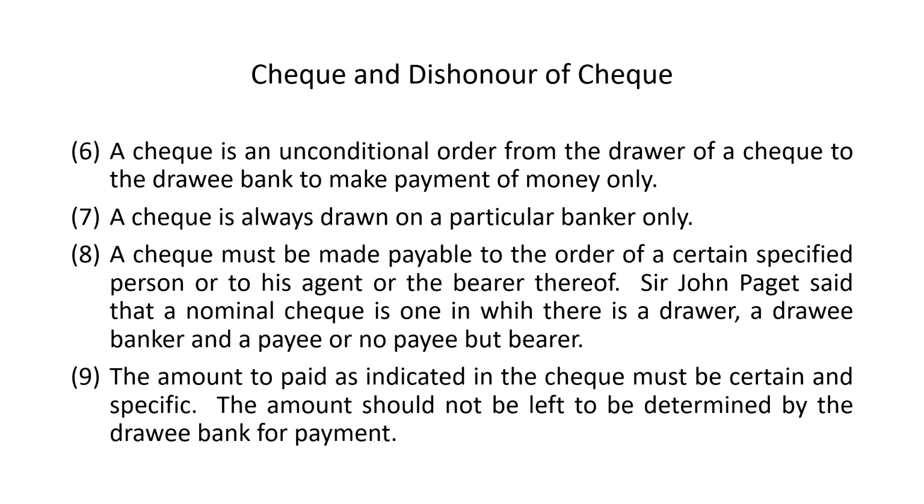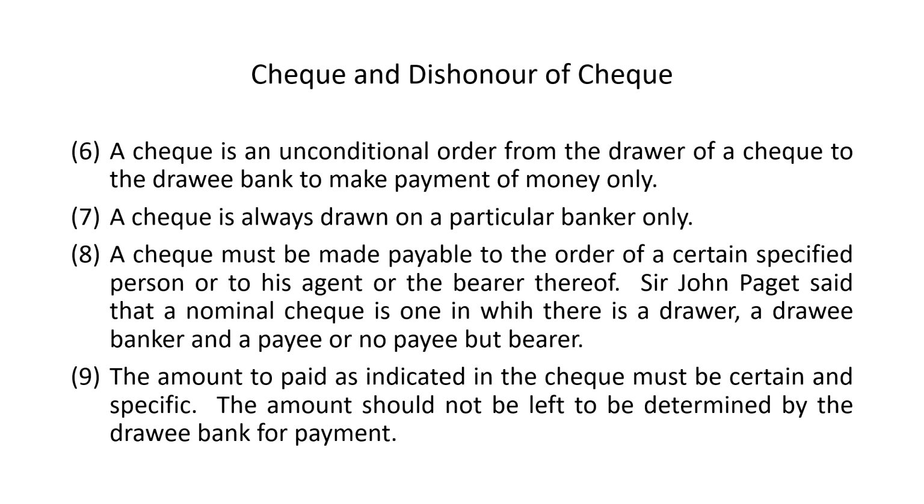The eighth one, as you have discussed, again I would like to put before you, is that a check must be made payable to the order of a certain specified person, or to his agent, or to the bearer thereof. Whoever's name appears in the check, or who is the holder of the check, can present it and is entitled to get payment.